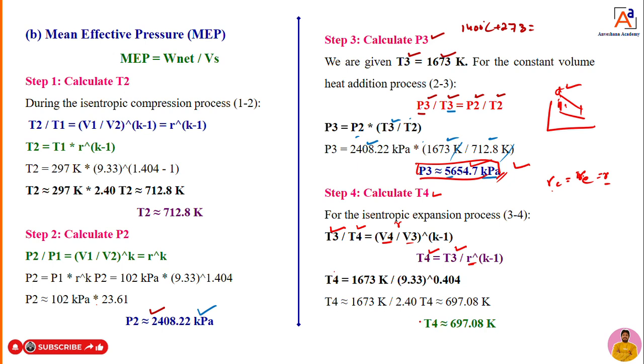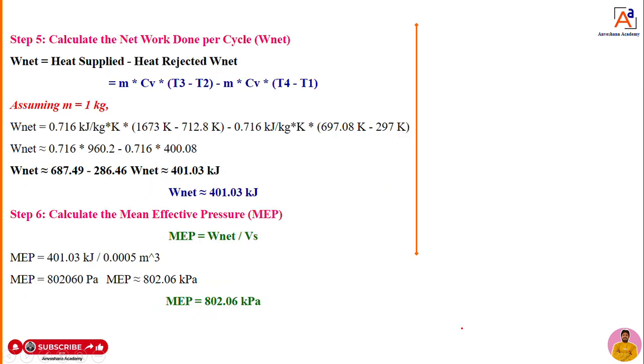So by doing the simplification, you are going to get the value of T4. How to do the simplification? Do it in a calculator. You are going to get T4 equal to 697.8 Kelvin. Okay, the temperature is decreasing here. T3 is 1673 Kelvin, but here it is 697. It is decreasing. Okay, fine.